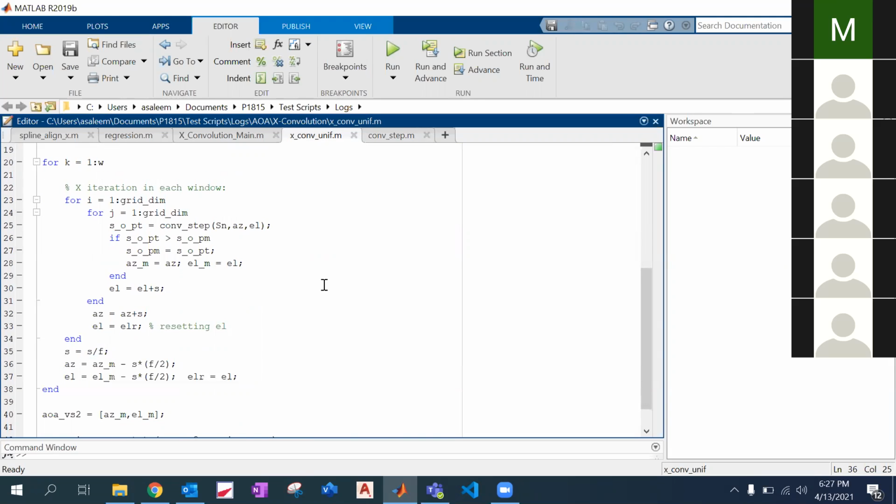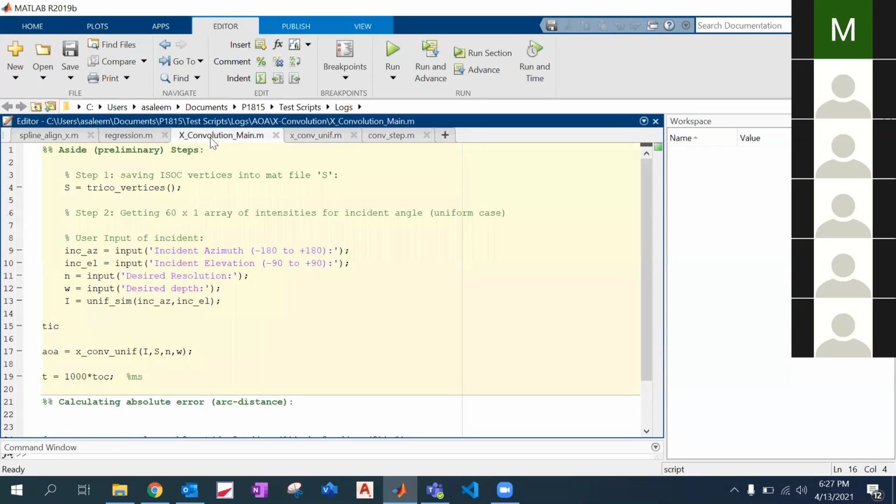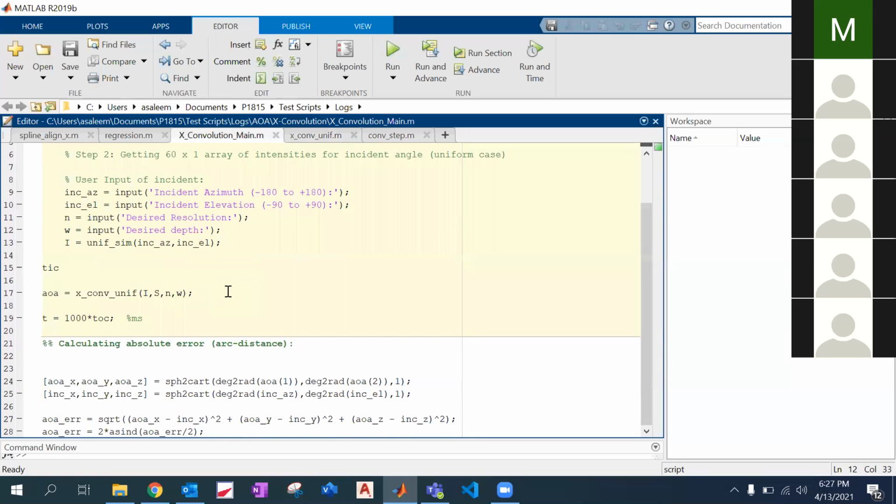Okay, so that is pretty much it for convolution. I'm going to run it one time just to show you how it works. Are you guys with me, by the way? Yeah, I think we're good so far. Okay, so let me run this one time.